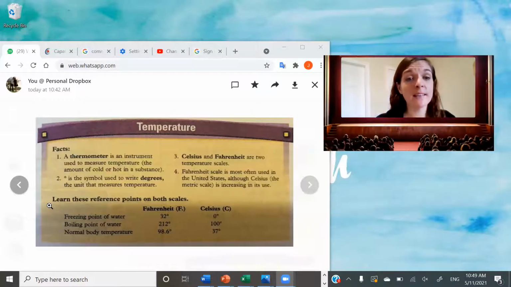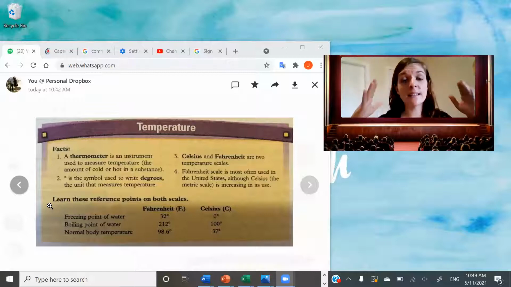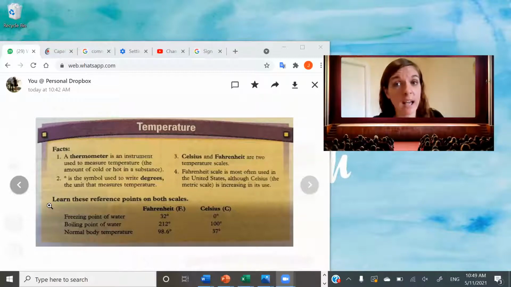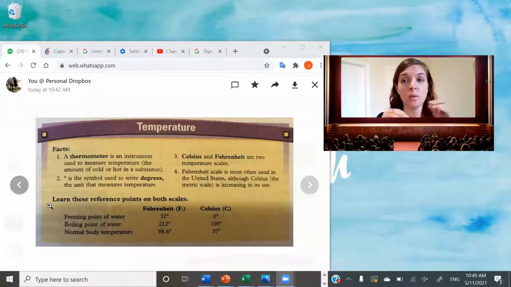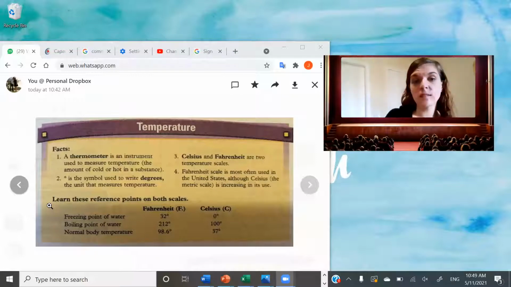So look at the bottom. It says freezing point of water. When water becomes ice, you guys, it's at 32 degrees Fahrenheit, but 0 degrees Celsius. So you need to know that, okay? Boiling point of water, so when the water starts to bubble when you're making spaghetti or something, it's 212 degrees Fahrenheit and 100 degrees Celsius, okay?